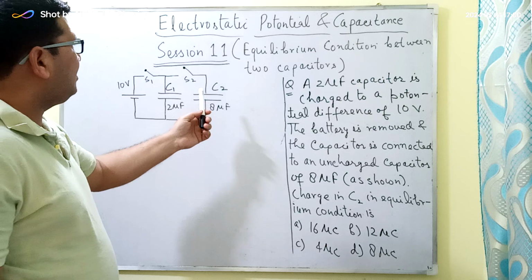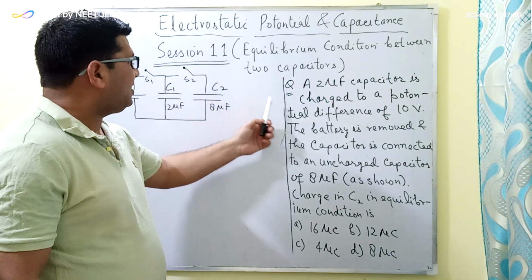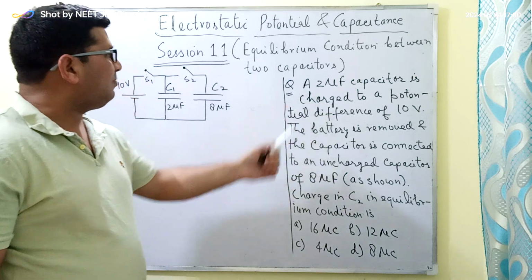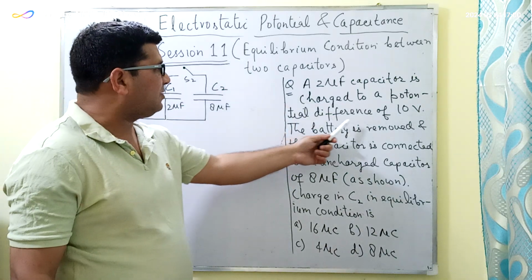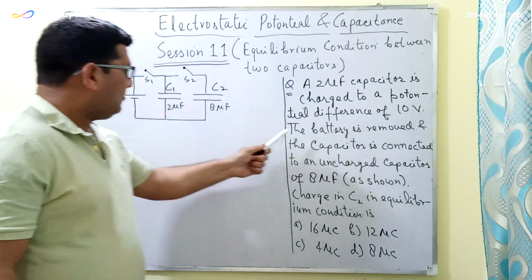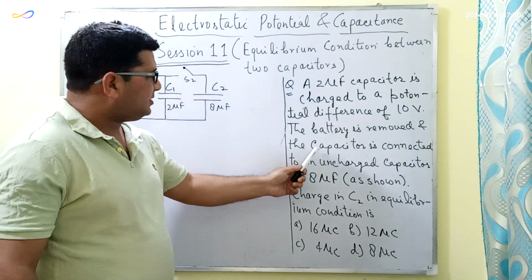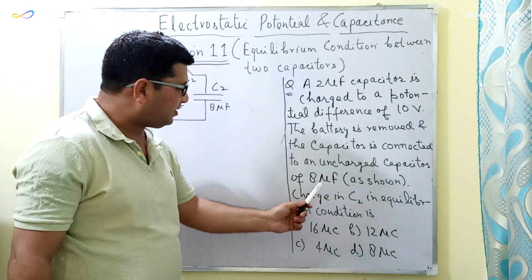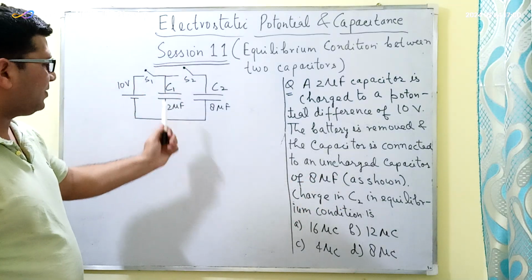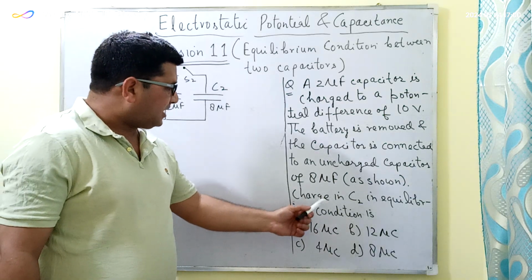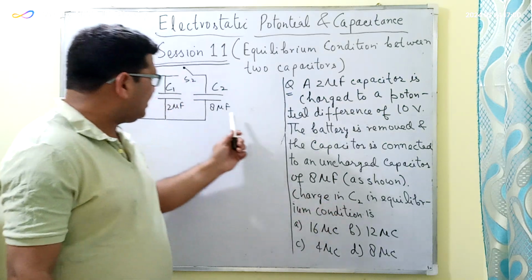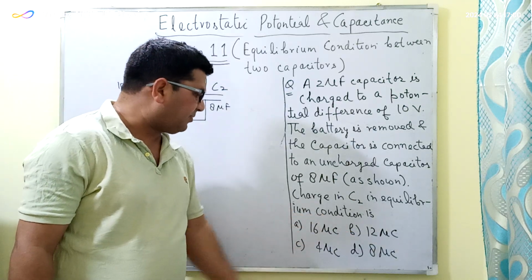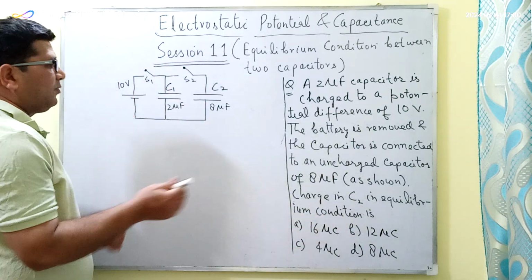In order to understand this topic, I have taken one very simple question. The question is: a 2 microfarad capacitor is charged to a potential difference of 10 volt. The battery is then removed, and this capacitor is connected to an uncharged capacitor of 8 microfarad, as shown in this figure. The charge in the capacitor C2 in the equilibrium condition is: there are 4 options given here, and we have to find the correct one.